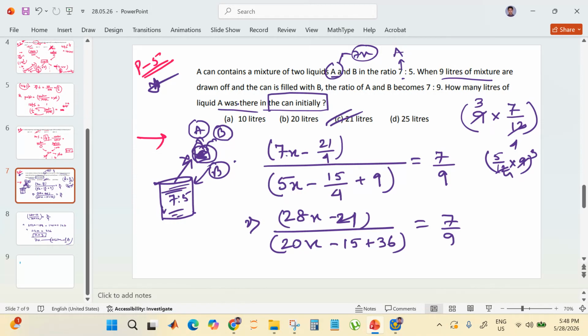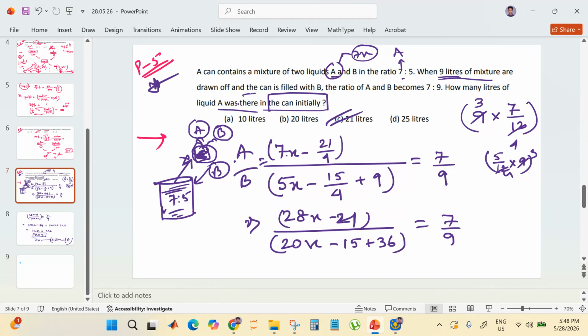So it is 9 into 7 by 12 and 9 into 5 by 12, because the 7 is to 5 ratio is there. So if you find the A in the particular 9 liters, then basically 9 liters into 7 by 12. And if you find the B, that means 5 by 12 into 9, that means 21 by 4 and 15 by 4. So what is the ratio of A and B? See, 7x and 5x initially, 21 by 4 will get out, and 15 by 4 will also get out.